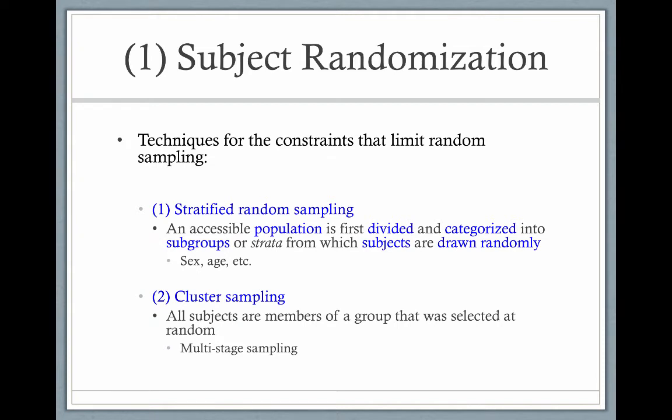There are certain types of sampling we could do. We could do stratified random sampling, where you take an accessible population and divide it and categorize it into subgroups or strata, from which subjects are then drawn randomly for sex, age, etc. Or cluster sampling, where all subjects are members of a group that was selected at random.